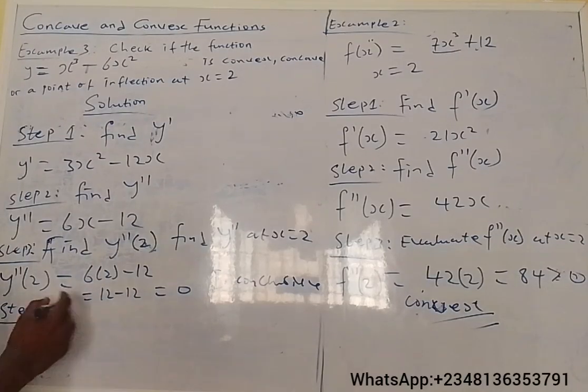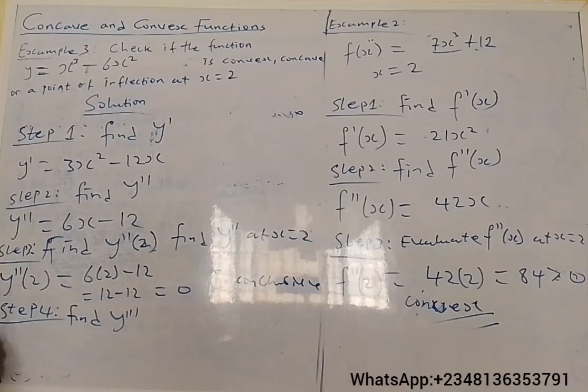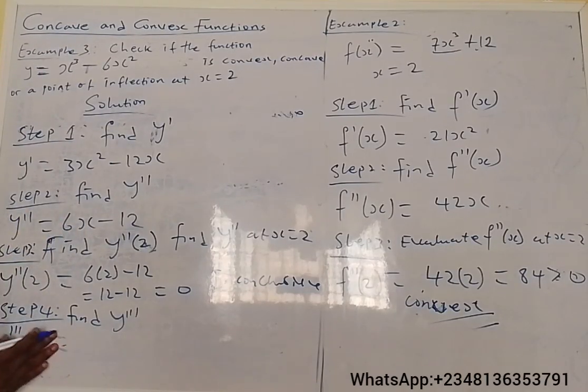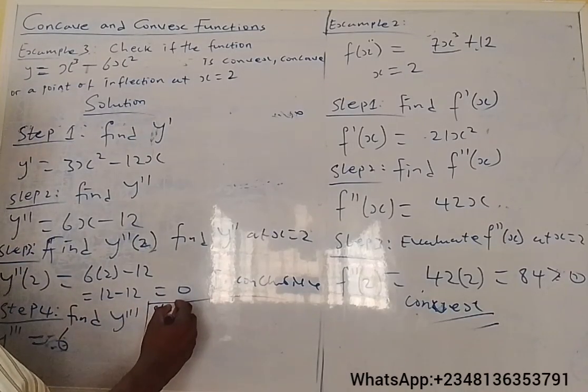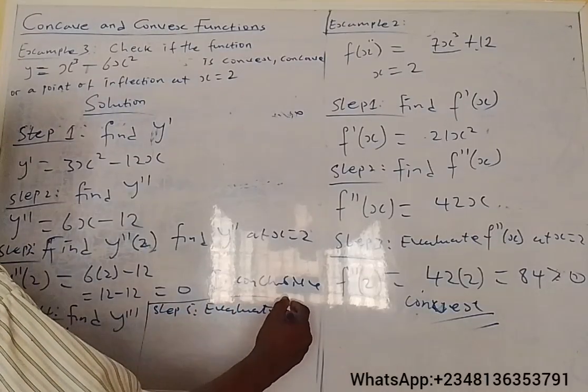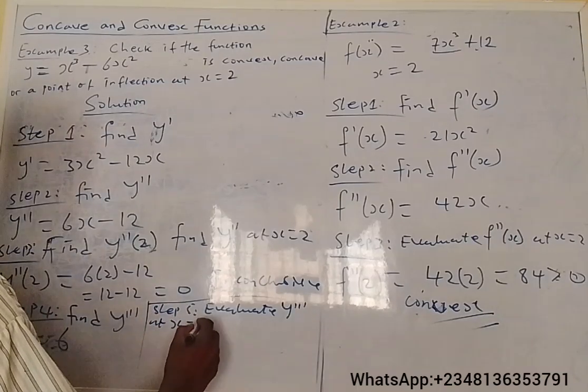So we have to find y prime prime prime. So we have to differentiate this once again. If we differentiate this one again, that is going to give us 6. So the next thing is to evaluate. So the next step, that's step 5. We evaluate y prime prime prime at x equals to 2.